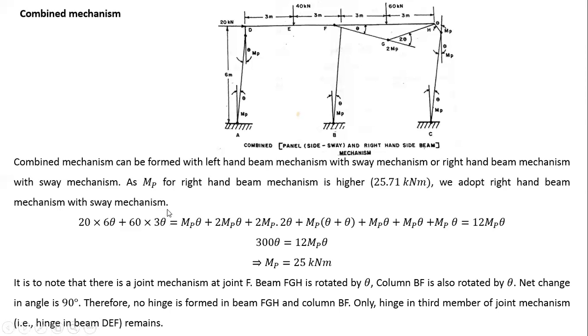So here it is to note that there is a joint mechanism at joint F. Beam FGH is rotated by theta. Column BF is also rotated by theta, as I told you here. This is rotated by theta, this is also rotated by theta. So the net change in the angle is 90 degrees between this and this member. So no hinge is formed in beam FGH. Only the hinge in the third member of the joint mechanism, that is DEF, remains. So the hinge will form in this. So this is the plastic moment capacity of the combined mechanism.